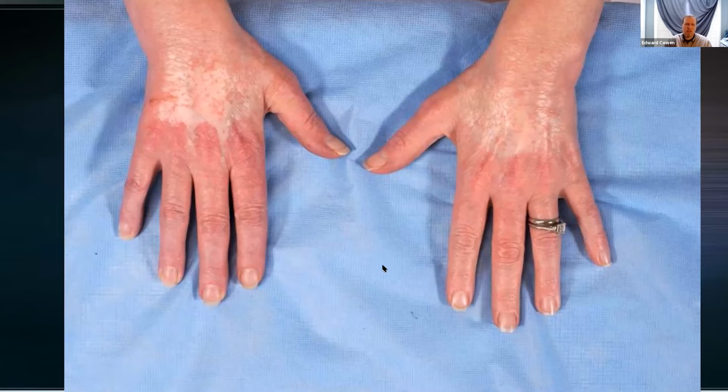This is a GvHD patient. You can see the white skin here. This is where there's fibrosis, but the fingers are actually normal, and this is a much more common scenario for what we see in GvHD. There may be contractures, but often it's because of the deeper tissues rather than that tightening of the fingers themselves.